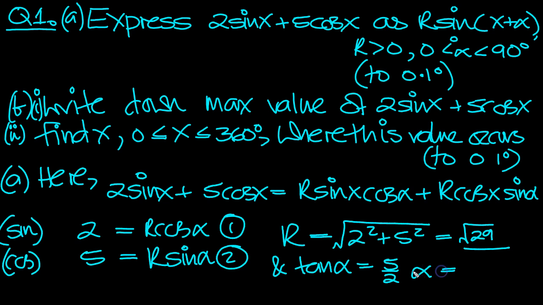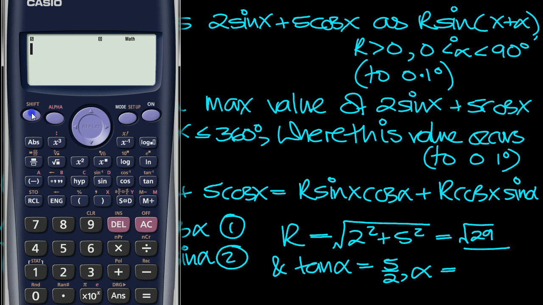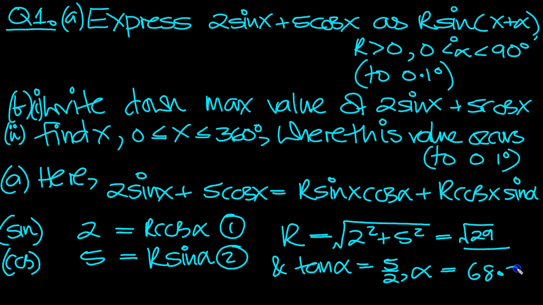So alpha is equal to shift tan of 5 over 2, or 2.5. We're in degrees mode, and it's 68.19. To the nearest 0.1 degree, that's 68.2 degrees. Okay, there's alpha, found to the nearest 0.1 degree. So that's part A done.